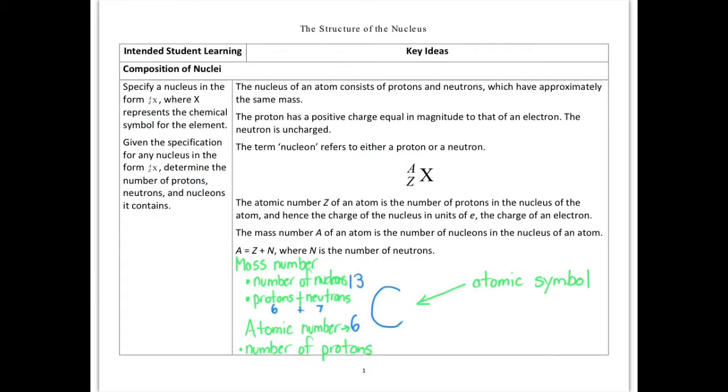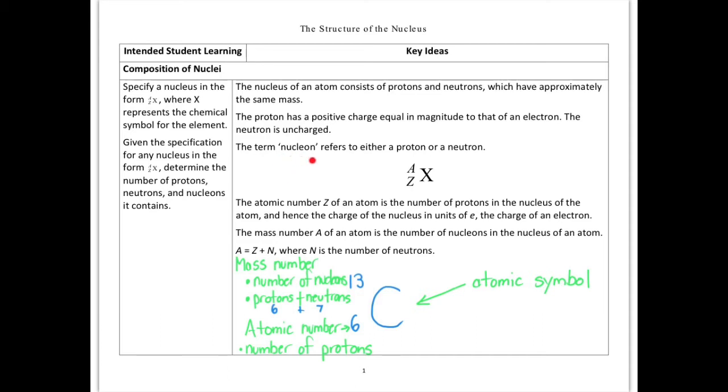Okay, this first part should be very much revision from even as early as probably year 9. Hopefully we all know by this point that an atom consists of protons, neutrons and electrons, and we find the protons and neutrons in the nucleus. Protons and neutrons have an approximately similar mass, and the electrons are much smaller in comparison. The proton has a positive charge that's equal and opposite to that of an electron, and the neutron has no charge.